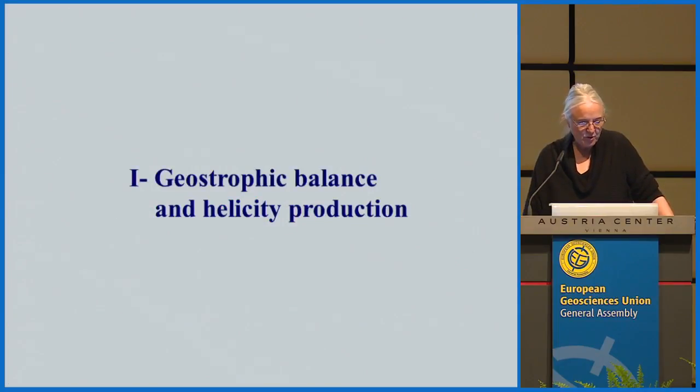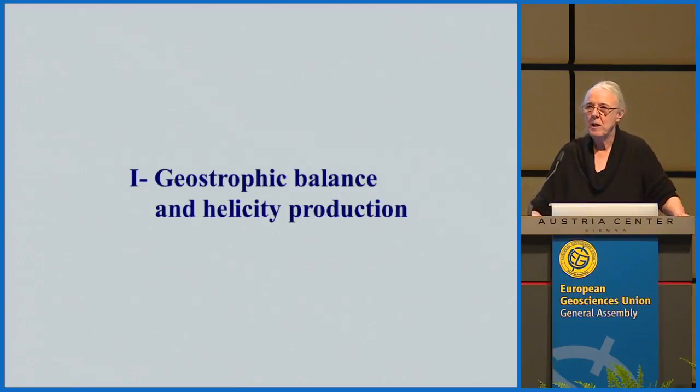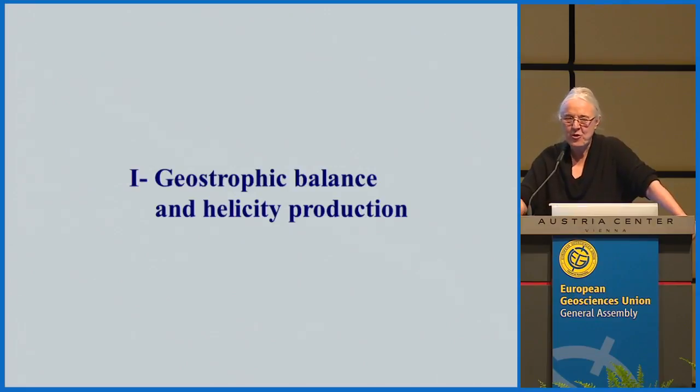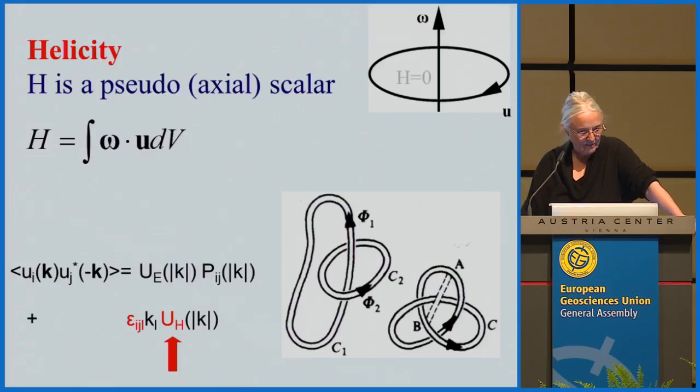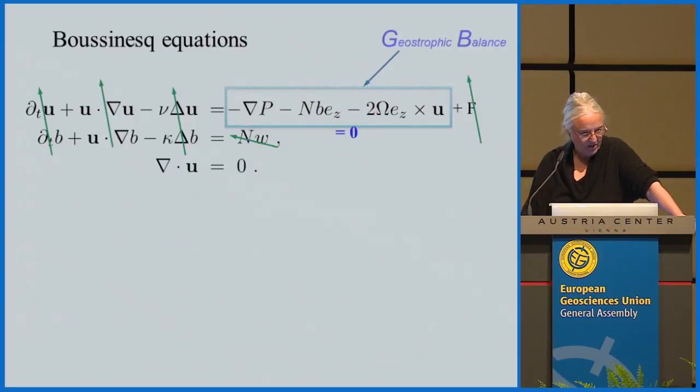So, okay, let's look at the first problem, which is geostrophic balance. Geostrophic balance is a godsend to meteorologists. They've been working on it for a long time because basically they say that, let me go to the equation first. Where is it? Here. Here is the definition of geostrophic balance.